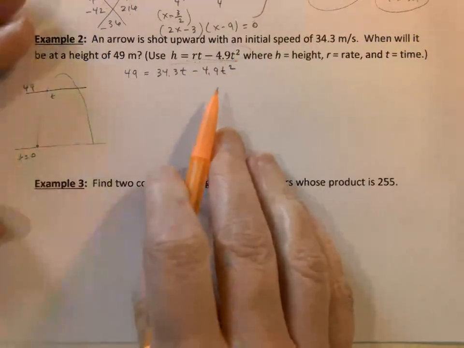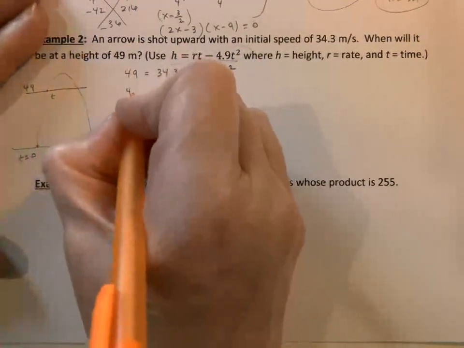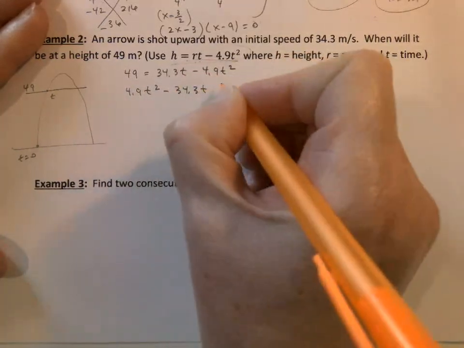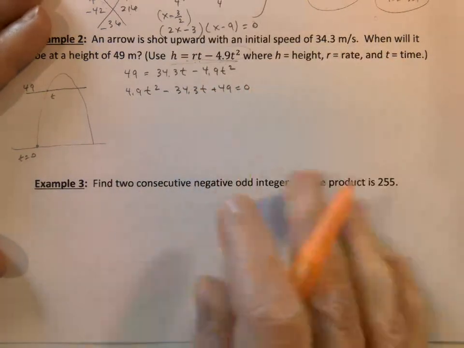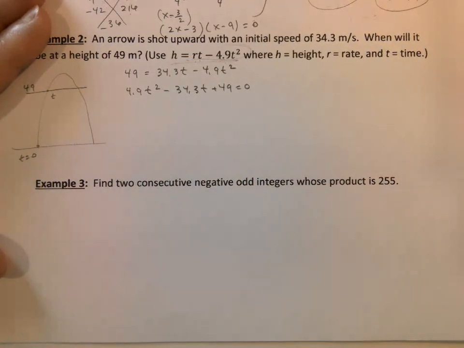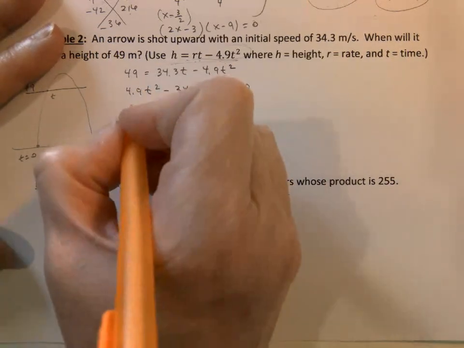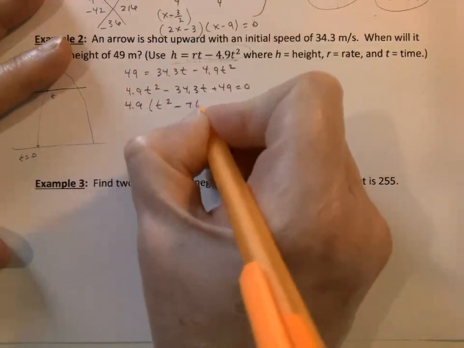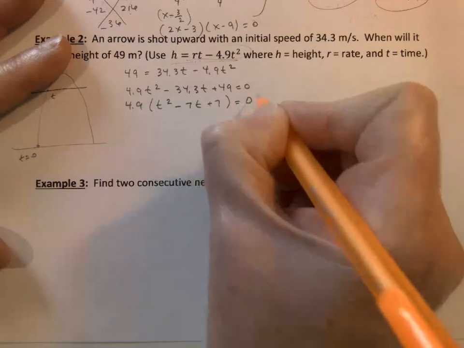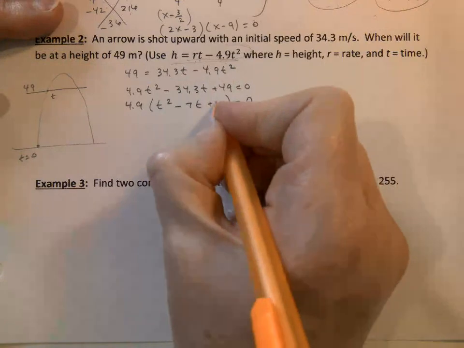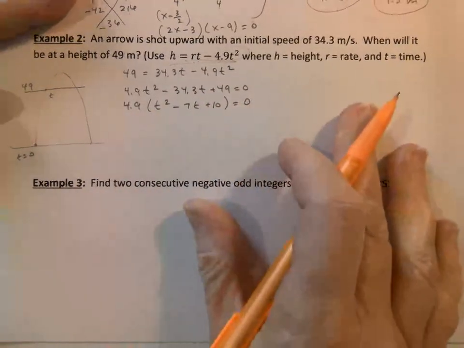Okay, so obviously we're going to move everything over. So I have 4.9 t squared minus 34.3 t plus 49 equals 0. Okay, now 4.9 will go into 49. Let's see if it'll go into 34.3. So 34.3 divided by 4.9, look at that, it's 7. So we're going to factor out this 4.9. And we've got t squared minus 7t plus 7 equals 0. That's not right. Plus 10. Duh.